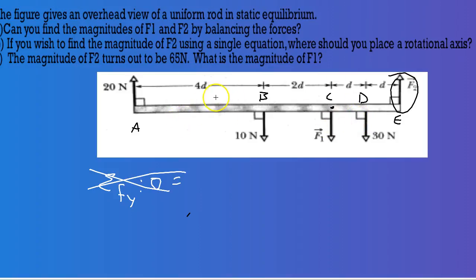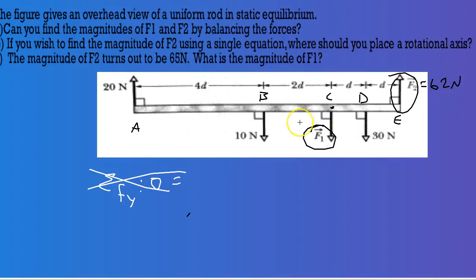Alright, the last question is to find the magnitude of F1. Let's say that we now find out that F2 is actually equal to 62 newtons. Go ahead and find what F1 is. You can do this using one equation, and you have 2 options here now. To figure this out, you could either use torque or summing the forces.